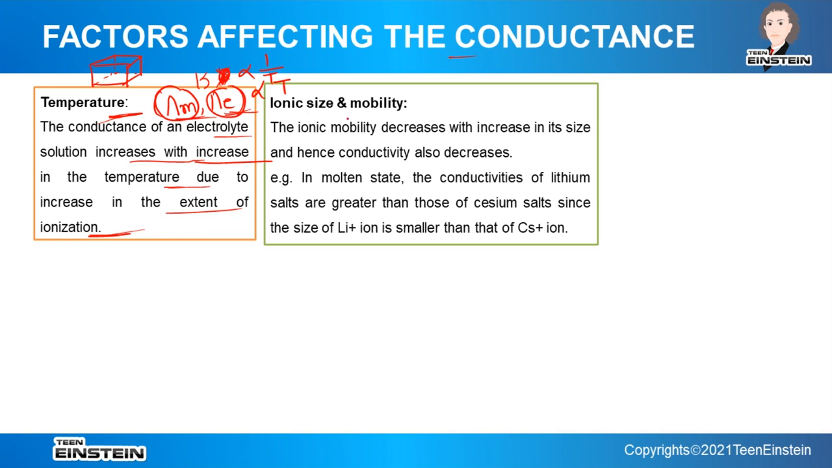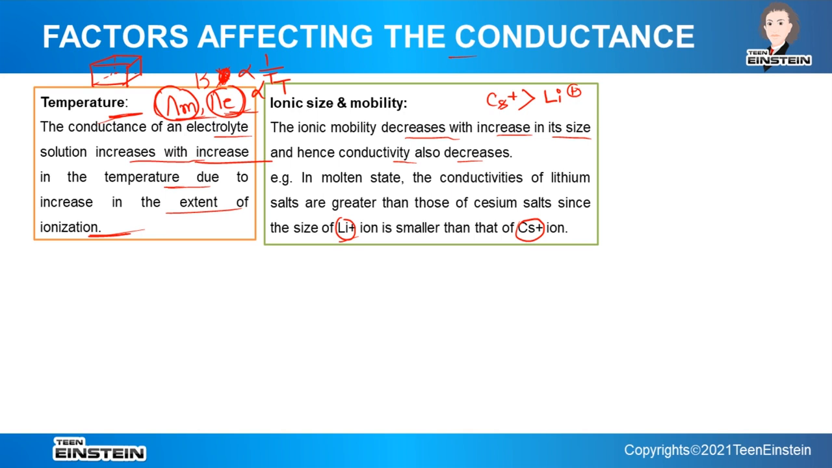The second point is ionic size and mobility. The ionic mobility decreases with increase in its size, and hence conductivity also decreases. Suppose we have two ions, cesium ion and lithium plus ion. Obviously lithium is smaller in size, and cesium has larger size. So which one will have higher mobility? Lithium plus will have higher mobility, because the smaller the size, the higher the mobility. So it decreases with increase in size, an opposite relationship.